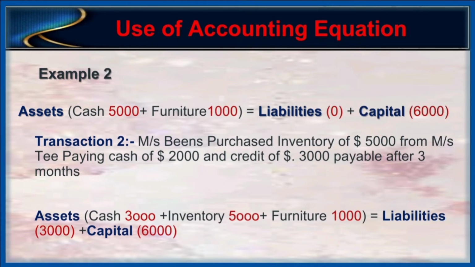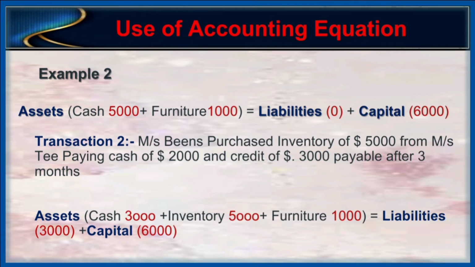Use of accounting equation. Example 2. The current situation of the balance sheet of Mr. Bean is assets equal to cash $5,000, furniture $1,000, and liabilities are 0. Capital is equal to $6,000. Transaction 2 occurs when Mr. Bean purchases inventory of $5,000 from Mr. T, paying cash of $2,000 and credit of $3,000 payable after 3 months.